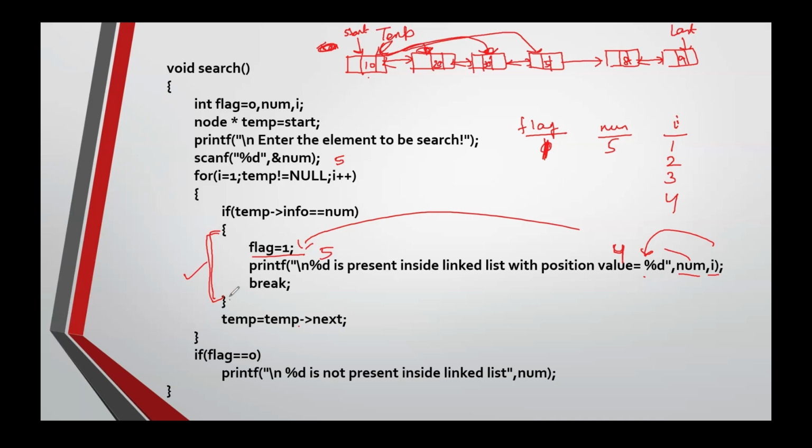After that, break. Break means it comes out of the loop. After that, the next line: if flag equal to 0? No, flag is 1. So this line will not execute. It comes to the end of this function. So searching is over, and we get that 5 is present at position 4. This is the way the searching function is going to be executed.